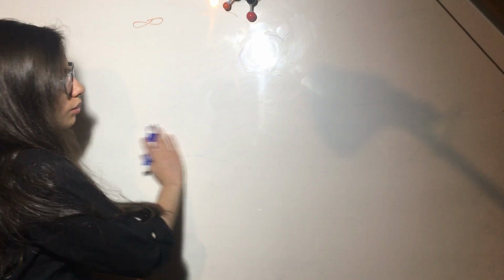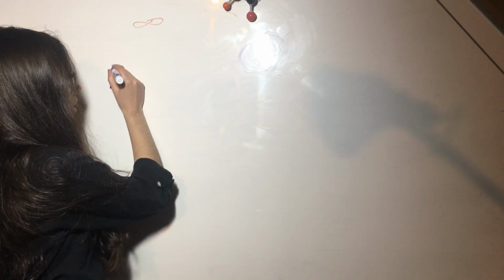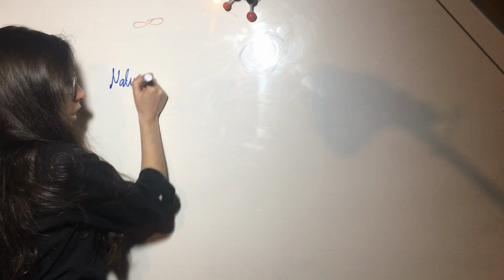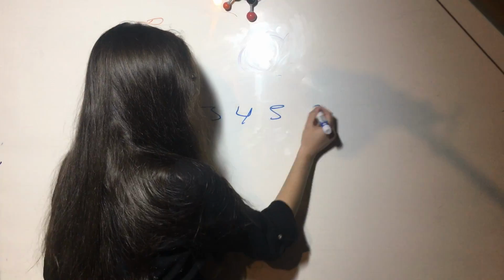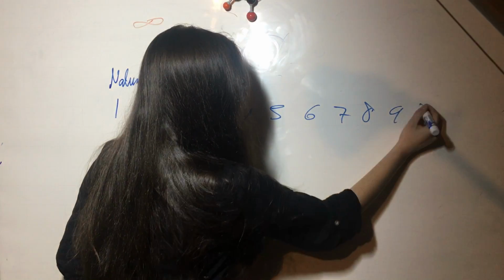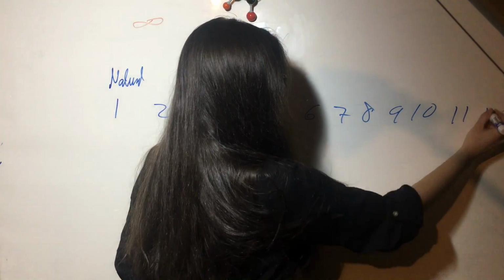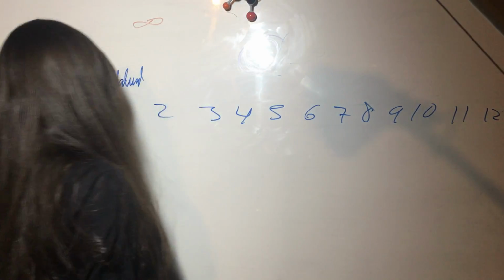Now let's see why the infinity that corresponds to the amount of the natural numbers is different than the infinity that corresponds to the amount of even numbers. So let's begin by putting the natural numbers. The natural numbers are 1, 2, 3, 4, 5, 6, 7, 8, 9, 10, 11, 12, and so on.